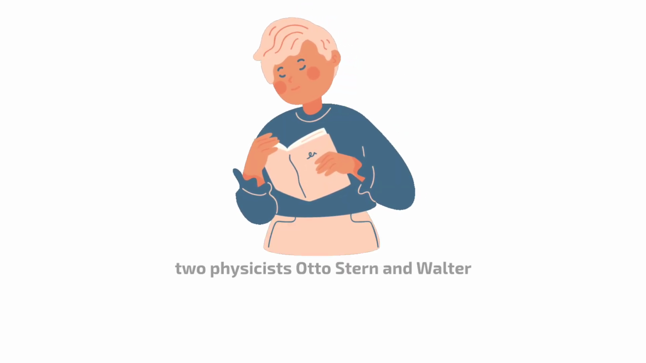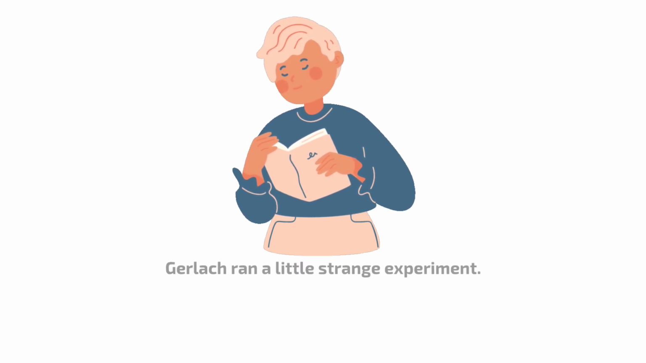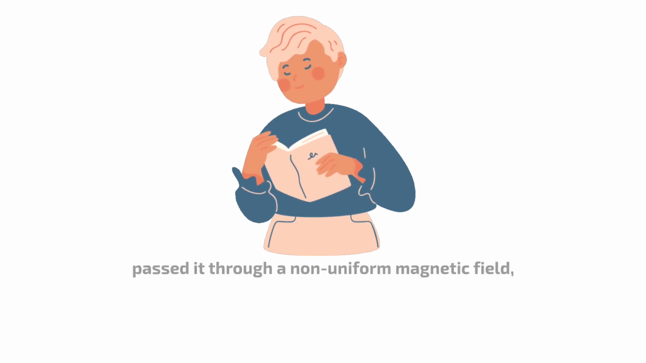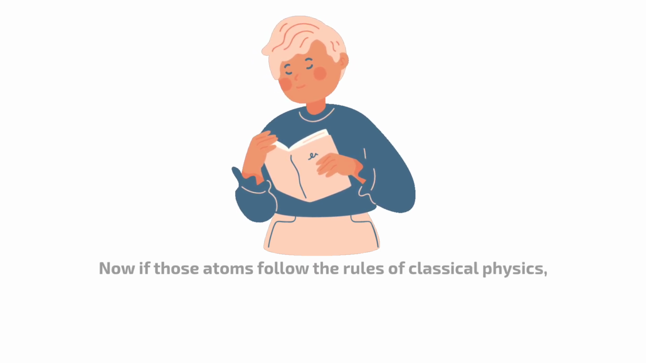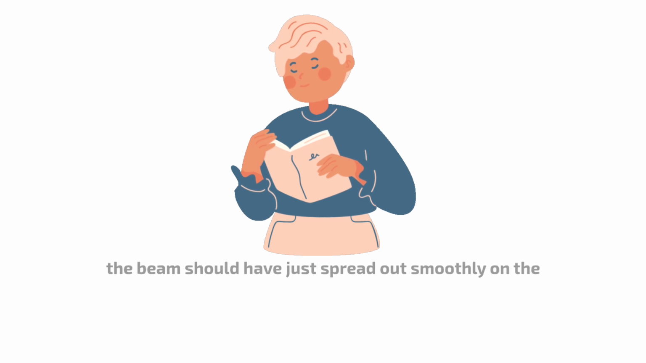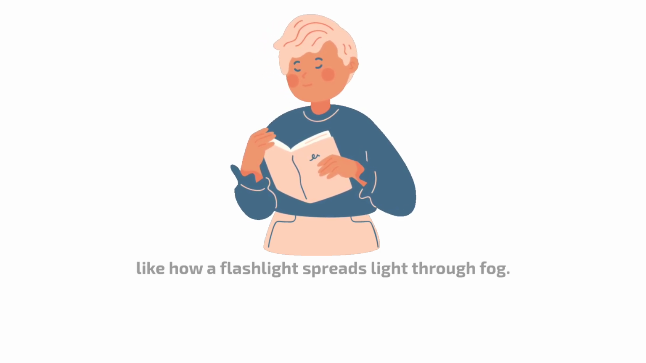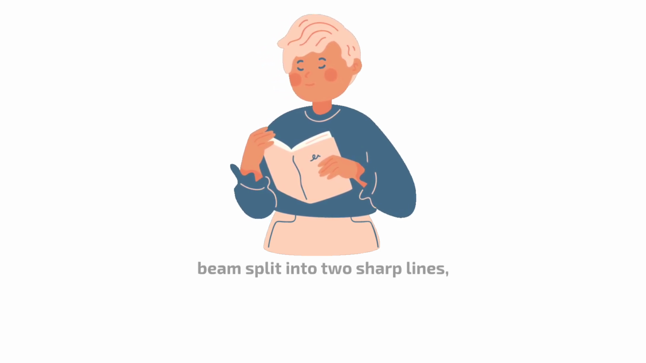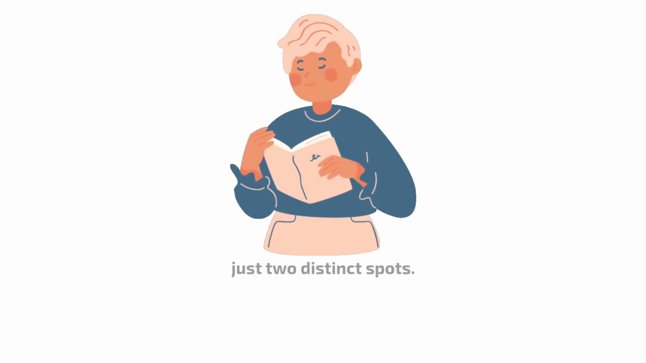In 1922, two physicists, Otto Stern and Walter Gerlach, ran a strange experiment. They took a beam of silver atoms and passed it through a non-uniform magnetic field, hoping to learn something about the atom's internal magnetic properties. Now, if those atoms followed the rules of classical physics, the beam should have just spread out smoothly on the screen, like how a flashlight spreads light through fog. But that's not what happened. Instead, the beam split into two sharp lines. Not a blur, not a smear, just two distinct spots.